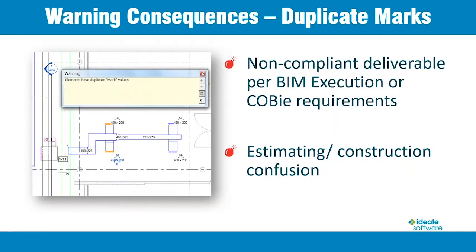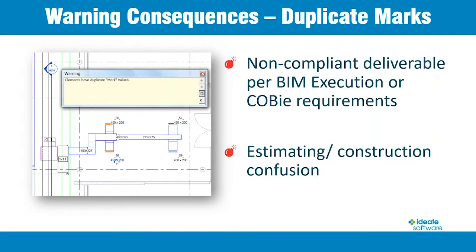So here's another one that I mentioned as a common warning, where you've got duplicate marks. And again, sometimes this is okay, meaning that, let's say you have a structural element and maybe you don't want to have marks on it, or tags. Other times it's important because, per the COBie deliverable, if you're using those COBie requirements, it requires that they be unique instances, or unique numbers, or pieces of information about that.